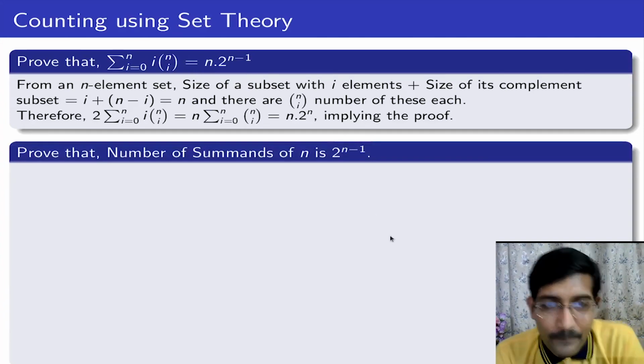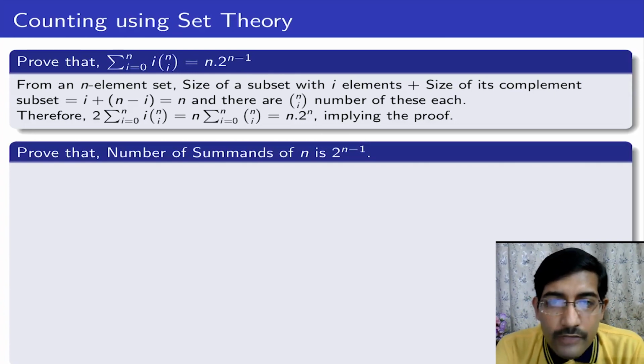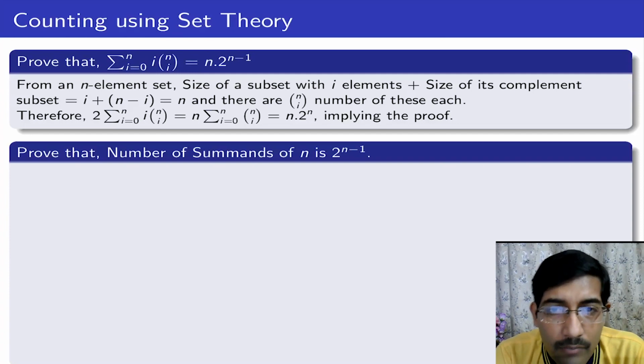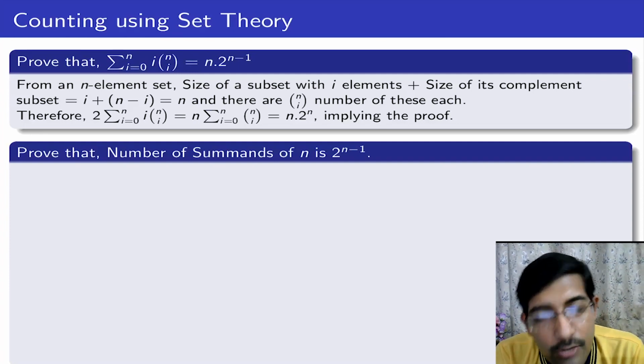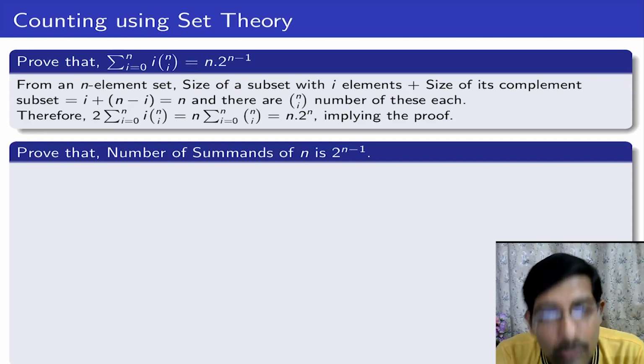One final one. Summand means that suppose you are given a number 8, how many ways can you make 8 by summing only integers? So 8 can be made by 4 plus 4, it can also be made by 3 plus 5, it can also be made by 4 plus 2 plus 2. So how many summands are possible?